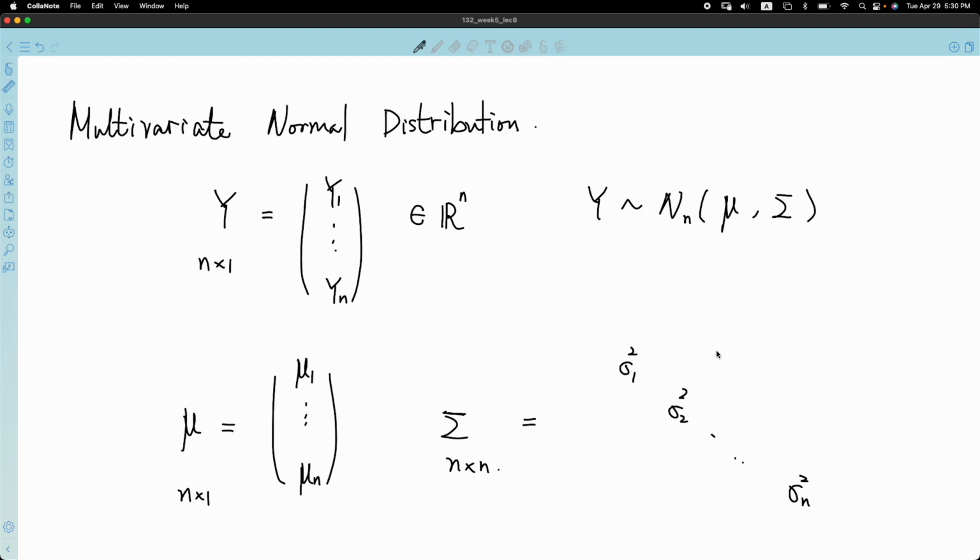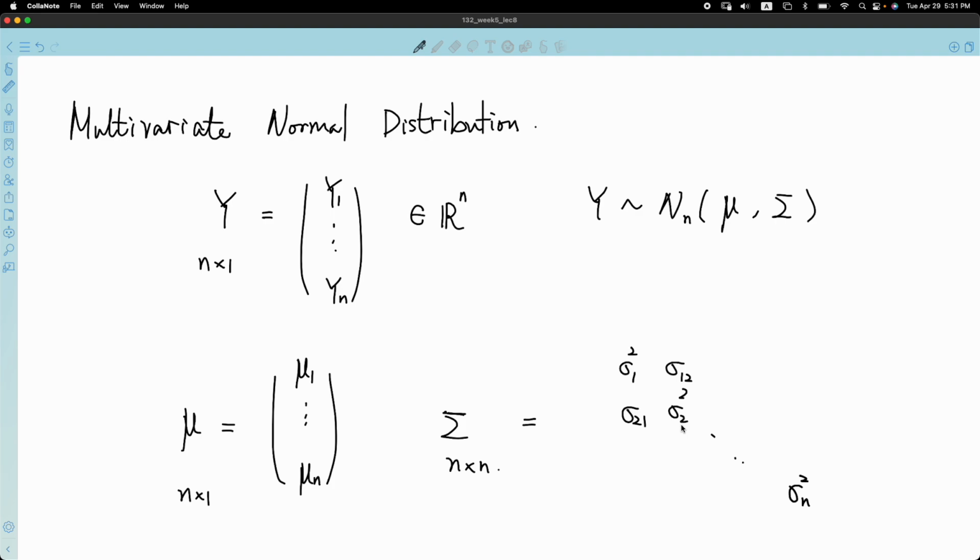Now let's talk about the off-diagonal elements, since this is a symmetric matrix. For your 1,2 entry, you will have sigma 1,2, which refers to the first row, second column. Since this is a symmetric matrix, the 2,1 entry, which is row 2 and column 1, has no square here. Because the matrix is symmetric, you have sigma 1,2 equal to sigma 2,1.